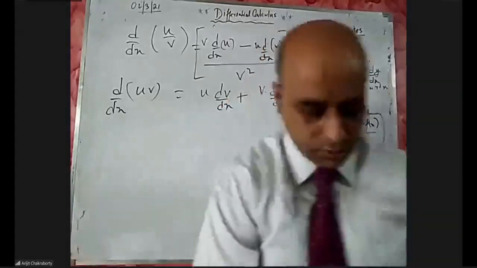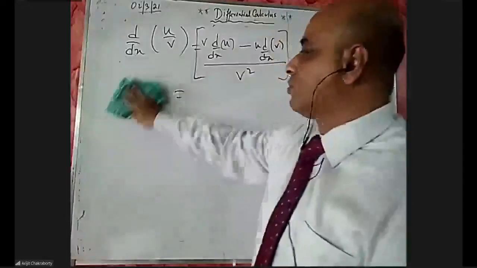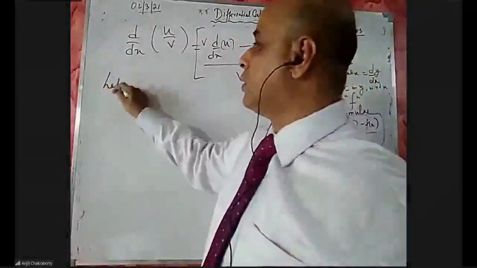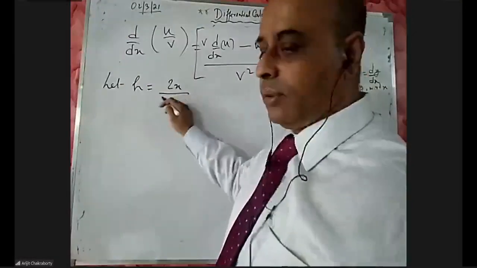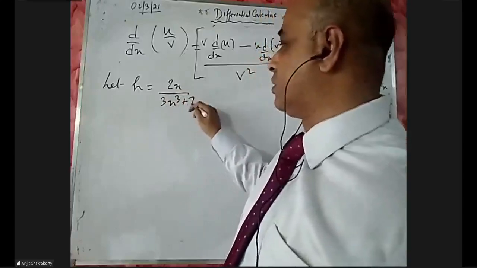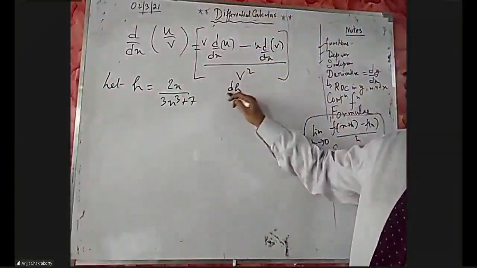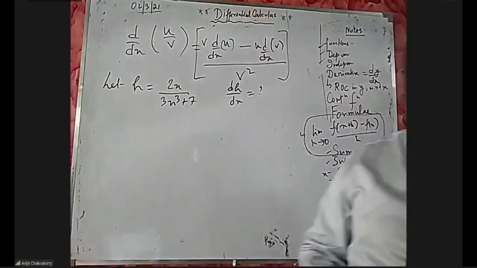Okay, so we are taking this question and solving it according to the formula given. It's given that h equals 2x divided by 3x cube plus 7. You have to find dh by dx. This we don't know, you have to find it out. Please see the question.